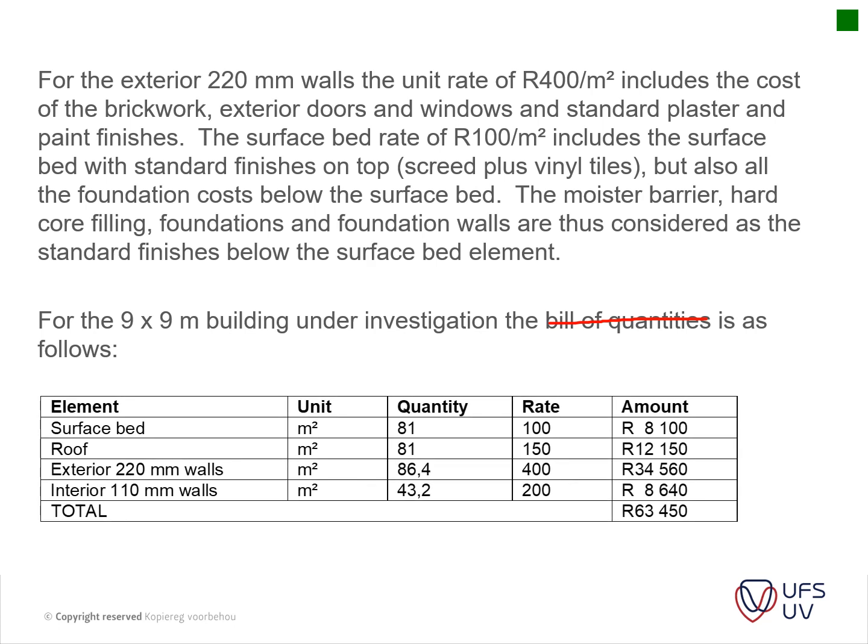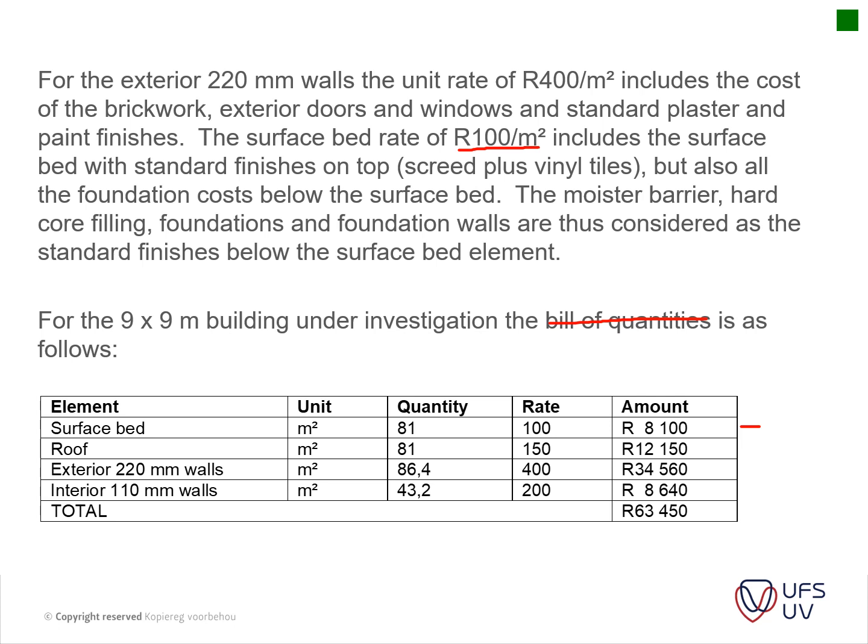Okay, so we've got a surface bed, which is 9x9, which amounts to 81 square meters, and we've got a rate of 100 square meters, which we get from our previous slide, and we times that to get an amount of 8,100 for our surface beds.